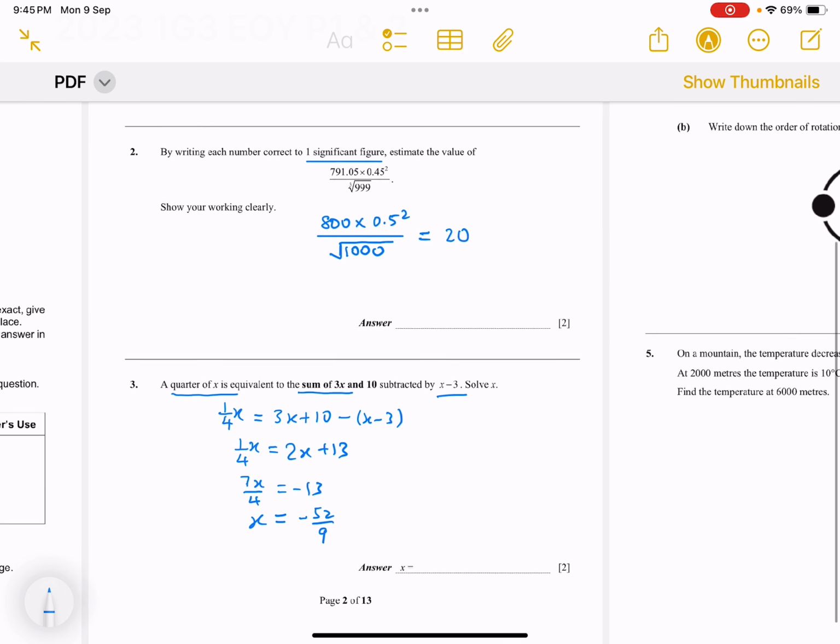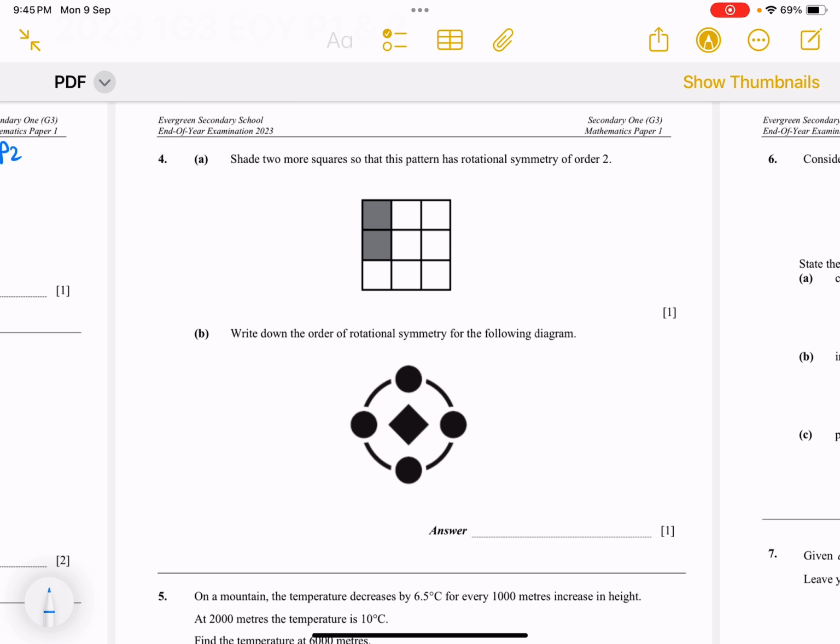Right, the next sum is on rotational symmetry. The pattern shown there has only two shaded squares, and we are supposed to shade two more squares so that it has a rotational symmetry of order 2. So this is what we need to shade. It looks like this S shape, which has a rotational order of 2, meaning that we can turn 2 times to fit into the original figure.